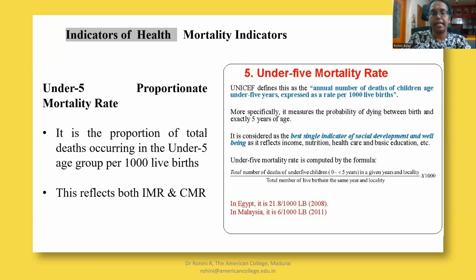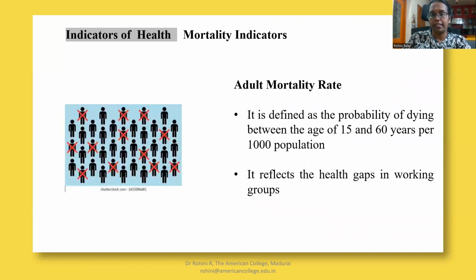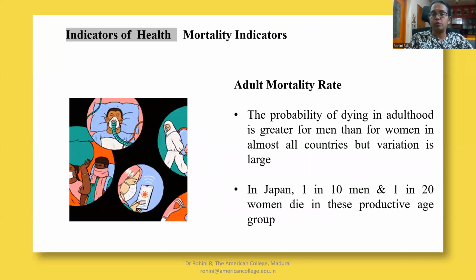Proportionate mortality rate. It is the proportion of total deaths occurring in the under 5 age group per 1,000 live births. This reflects the infant mortality and the child mortality. The adult mortality rate is said to be the probability of dying between the age of 15 to 60 years per 1,000 population. It reflects the health gaps in working groups.